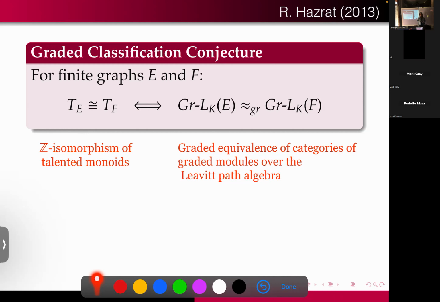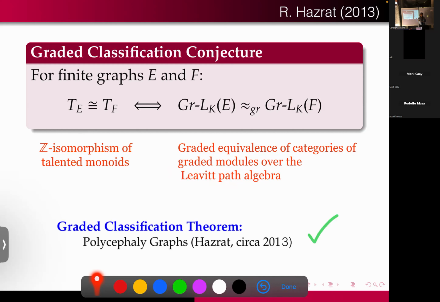On the Leavitt path algebra side, Roozbeh did not look directly at Leavitt path algebras, but rather at categories, in this case, categories of graded modules over the Leavitt path algebra. Since these are graded modules, the equivalences categorically are graded equivalences. We are not going to dig deeper into these notions, but rather it's just an overview of how the classification is going on.